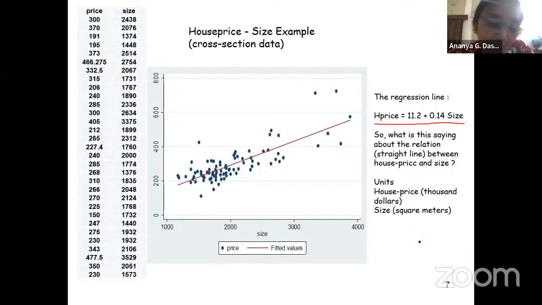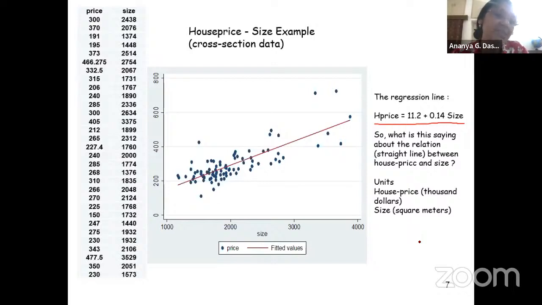Okay, I repeat, when the size of the house increases by 1 square meter, its price increases by $140, 0.14 into 1,000. Okay, this is how we interpret the slope of the line that we have estimated using ordinary least squares regression. Okay, so this is my first example.